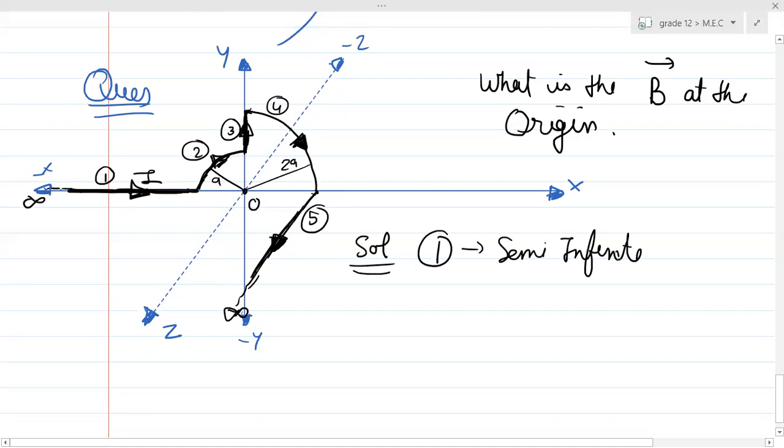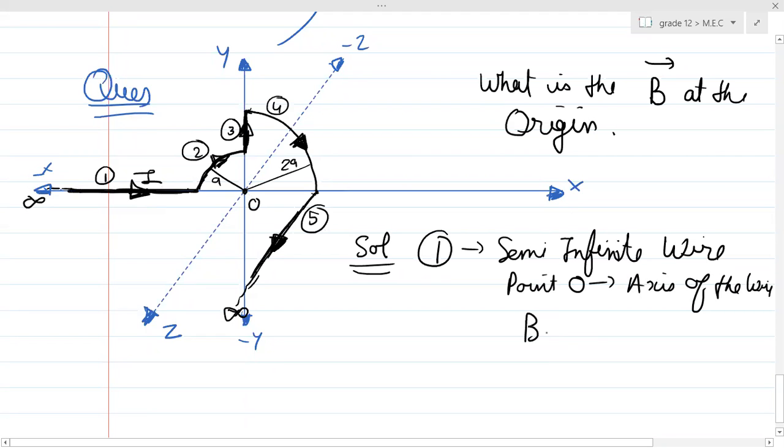Hello guys, are you able to hear me? Yes, sir. So it's a semi-infinite wire, and the point O is on the axis of this wire. Yes or no? Yes. So can you tell me what is the magnetic field due to a semi-infinite wire on the axis? Is it 0? Yes. So the first B1 vector will be 0.